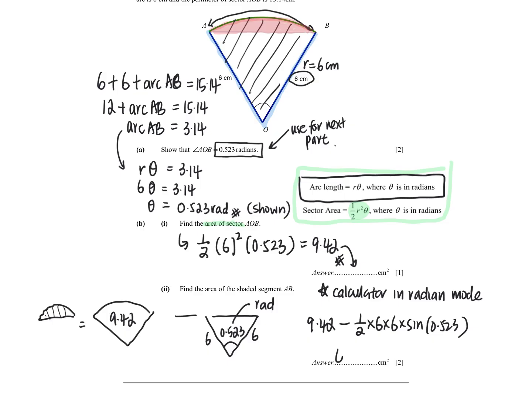Okay, you will get 0.429. So this is your answer. Make sure your calculator is in radian mode if your angle is in radians. This one, be careful.